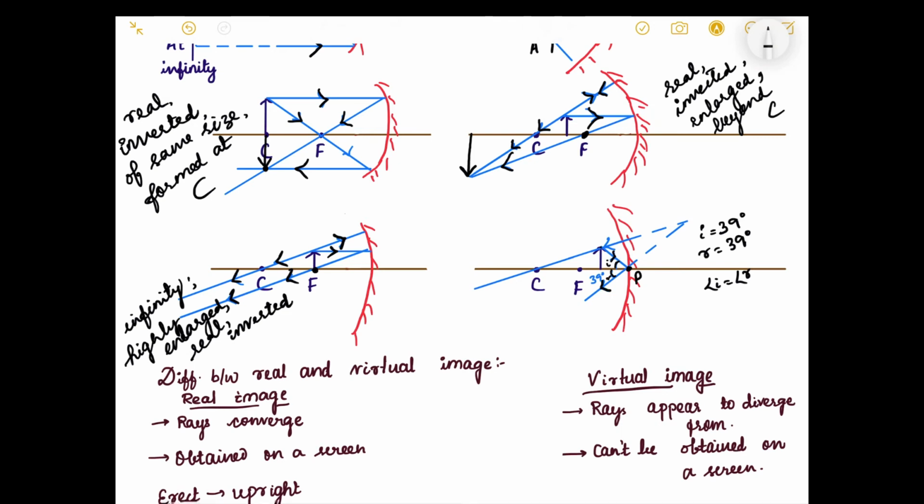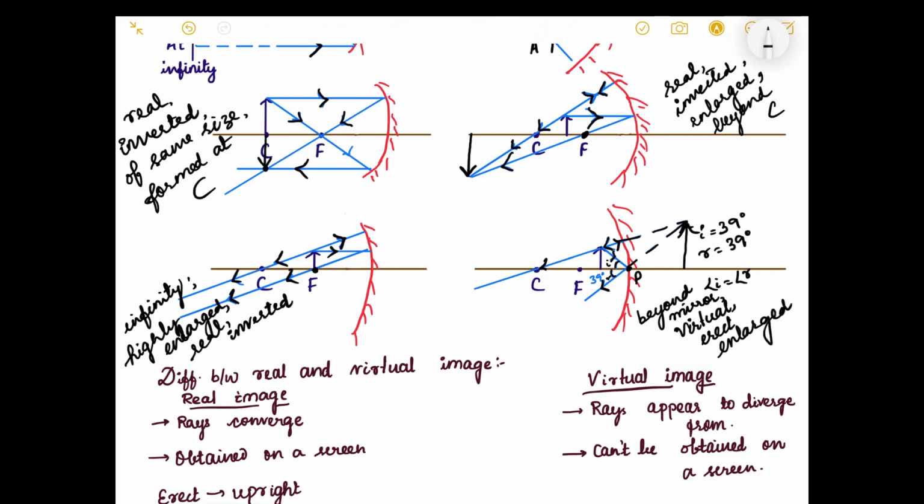This line will be reflected in this direction. Suppose this is the second ray, then it will return in this direction and it will pass through the center of curvature. Now if we extend these two rays, then they meet here, so the image is formed here. So as we can see that this image is formed beyond the mirror, and as well it is virtual, it is erect, as we can see it stands upright, not inverted, and this image will be enlarged.